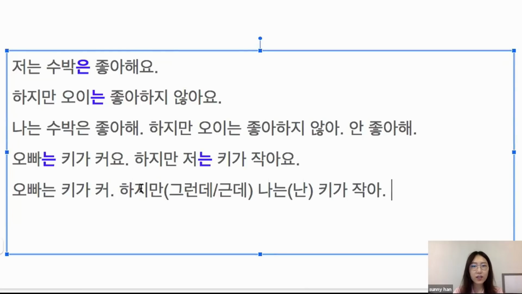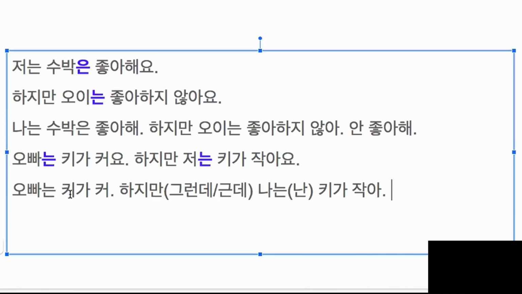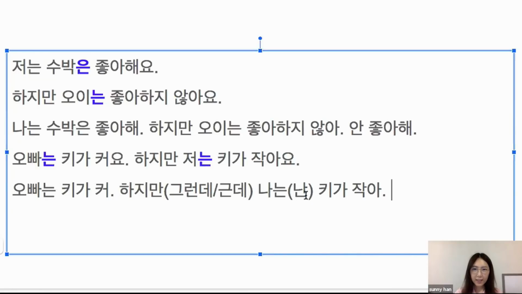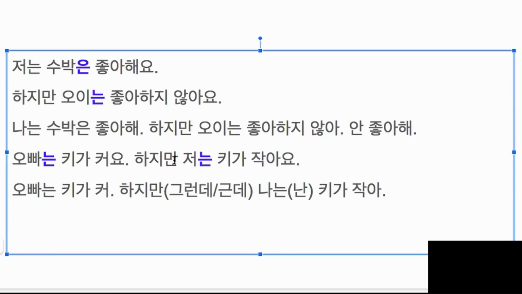오빠는 키가 커. 하지만 나는 키가 작아. 난 short way of 나는, so you can just say 난 키가 작아. It's fine. 난 키가 작아. Very good. 난 키가 작아.